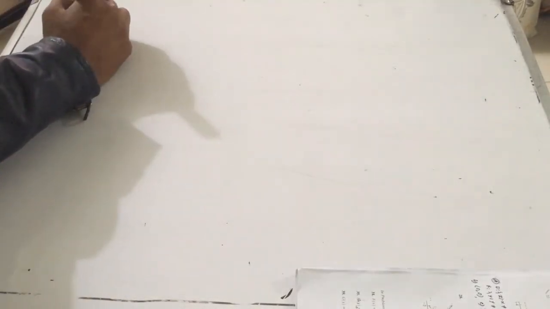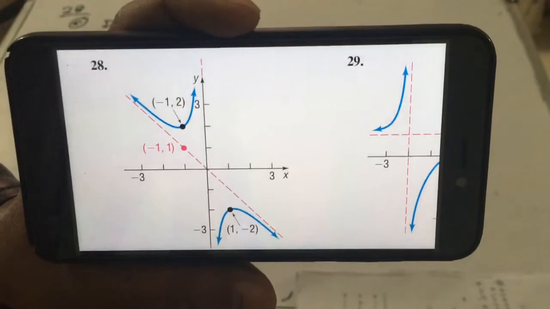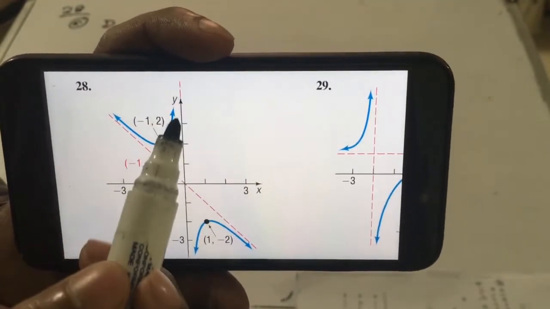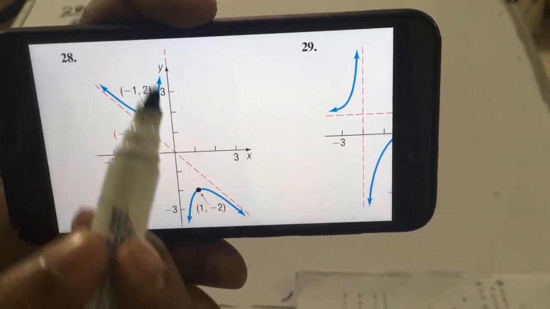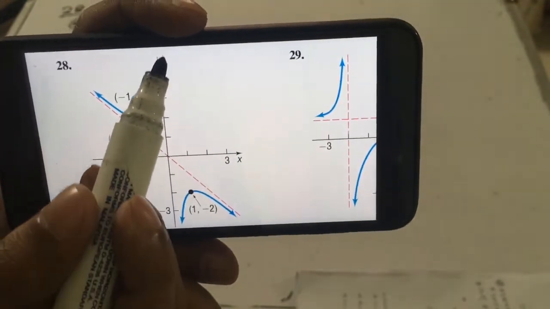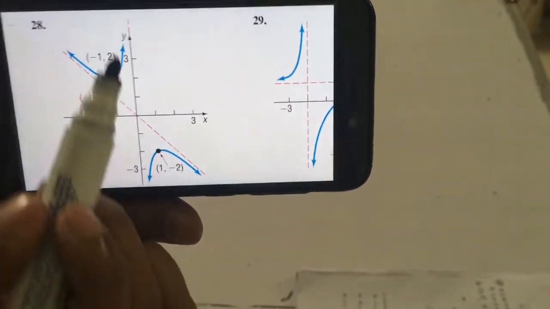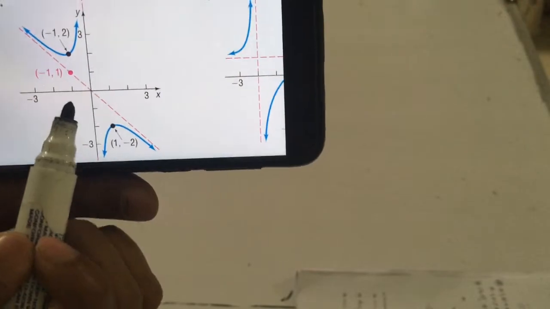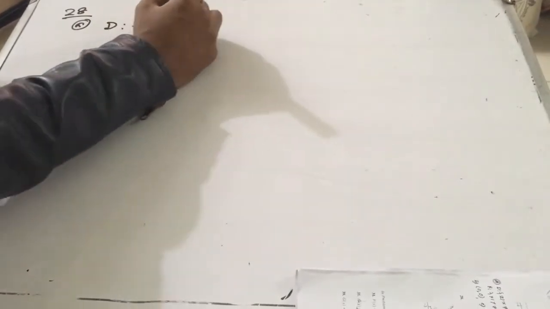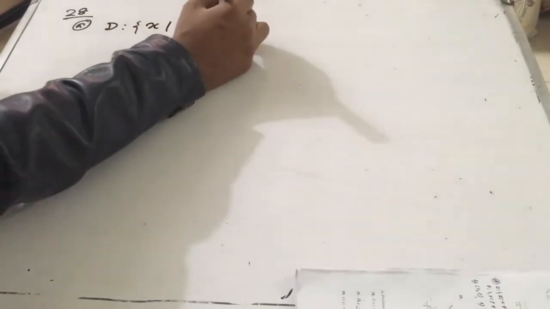Number 28. So the first question is the domain and range of this function. Now if you look at the picture, there is a dotted vertical line at x equals 0. That means all the real numbers except x equals 0 will be the domain. All the real numbers except x equals 0 is the domain.